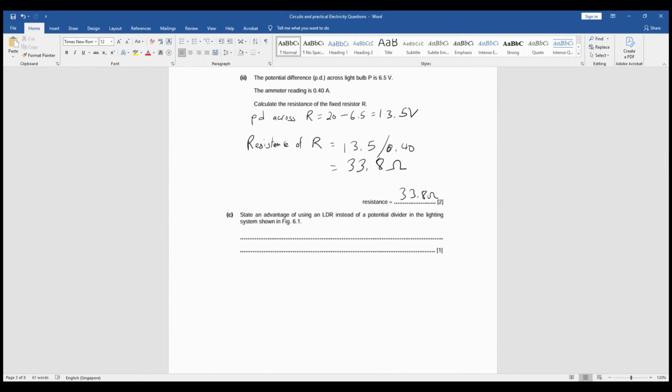Okay, just gonna write below. Brightness of P using the LDR changes, keyword automatically, as compared to Q, which requires manual adjustment.